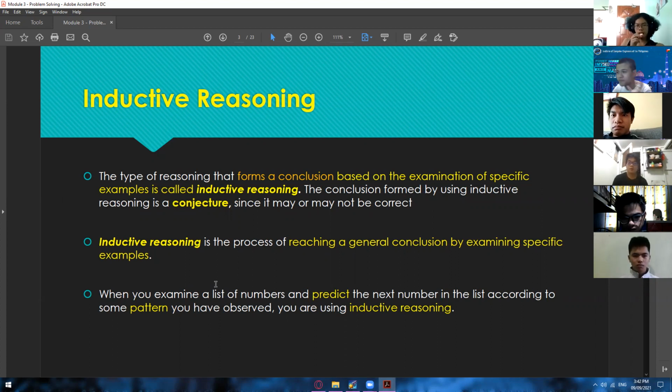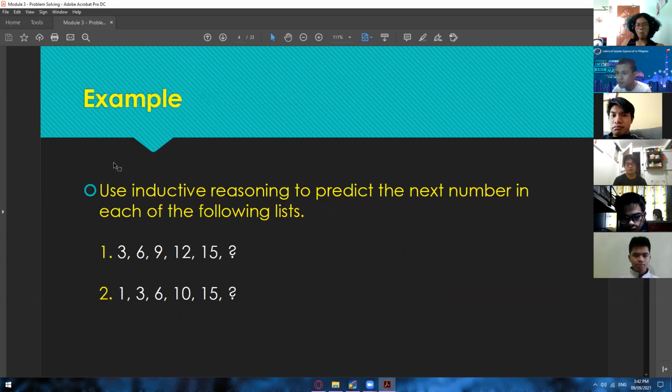So let's have an example. Use inductive reasoning to predict the next number in each of the following lists. Number one, we have 3, 6, 9, 12, 15. What is the next one? 18. Yeah, of course, most of you will answer 18. It's a natural pattern already. Without realizing it, the next number that you will say is 18.